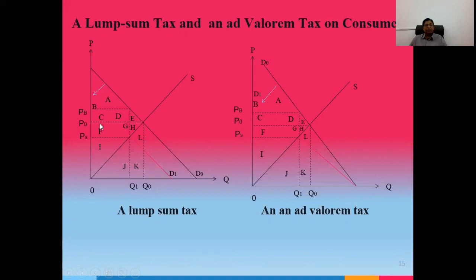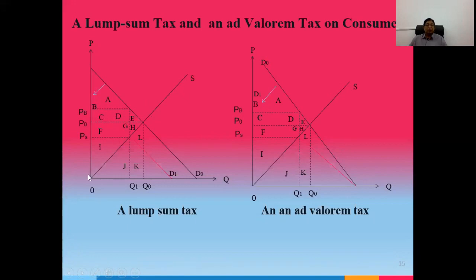Then before a lump sum tax on consumers, consumer surplus was given by the area of A, B, C, D, E. With this lump sum tax, consumer surplus is given by the area of A, B. Then the reduction in consumer surplus due to lump sum tax on consumers is given by the area of C plus D plus E.